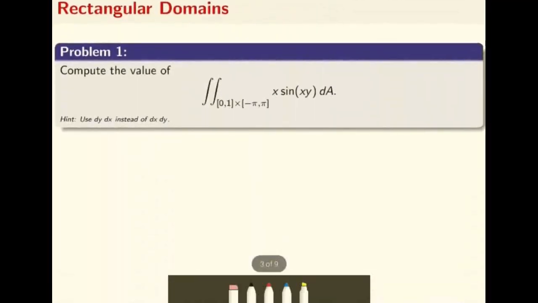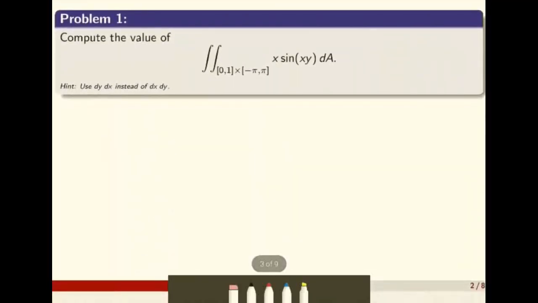So as an example here, I've got this problem where we're interested in this function x sine of xy. We're integrating it over the rectangle where x ranges from 0 to 1 and y ranges from negative pi to pi. And I've got the suggestion here that it's much easier to do it in the order dy dx than it is in the order dx dy.